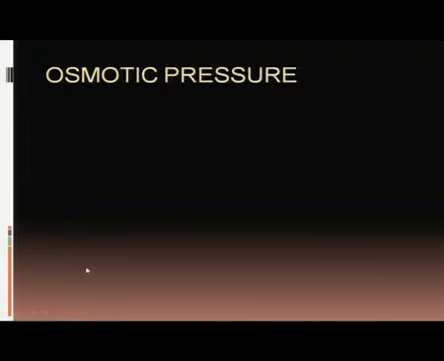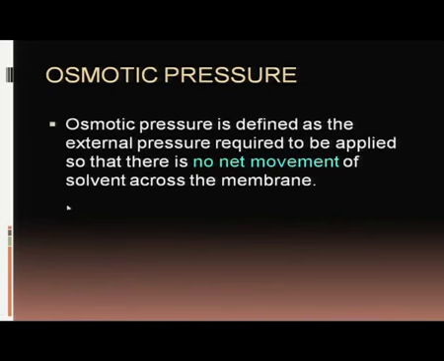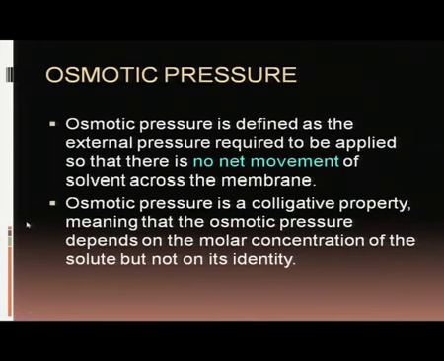Talking about the osmotic pressure. Osmotic pressure is defined as the external pressure required to be applied so that there is no net movement of solvent across the membrane. How does this happen? See, when we apply pressure to a system, the osmosis can be made to stop, and the amount of pressure that is required to stop the osmosis, that is to stop the net movement of solvent across the membrane, that pressure is known as the osmotic pressure.